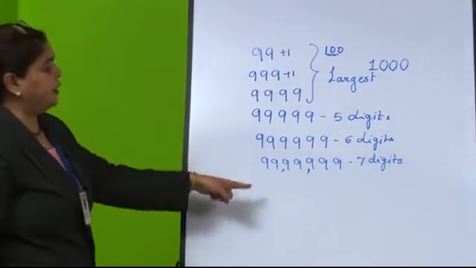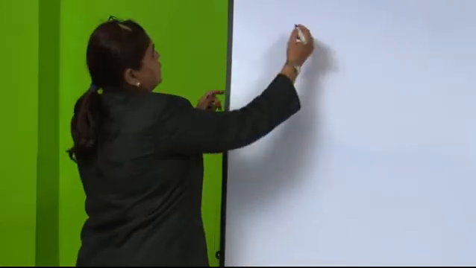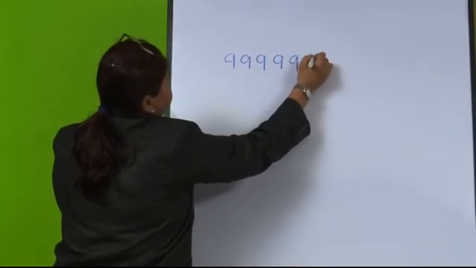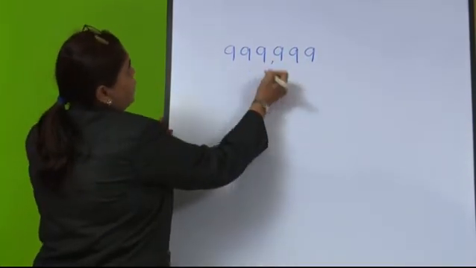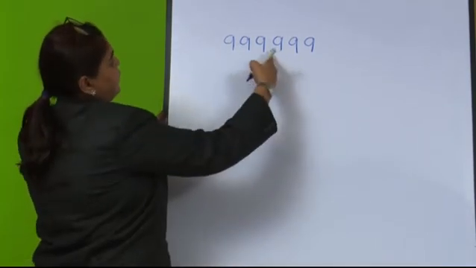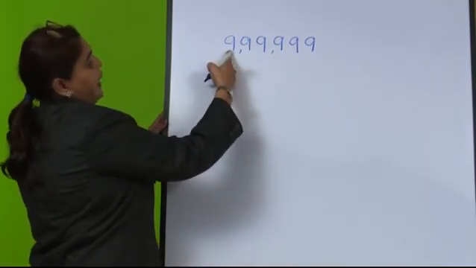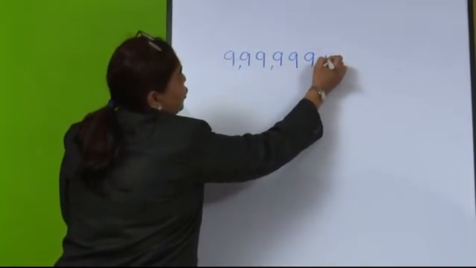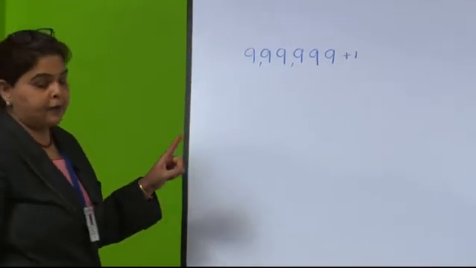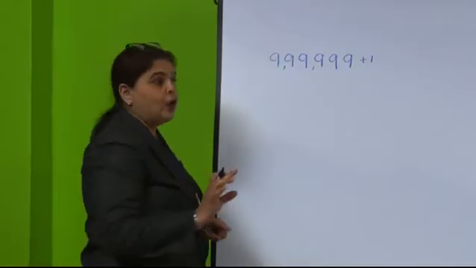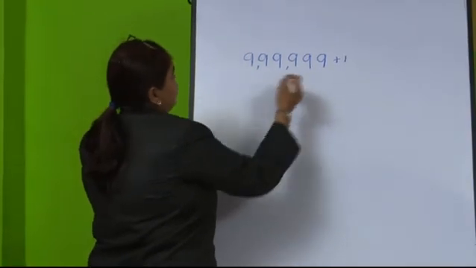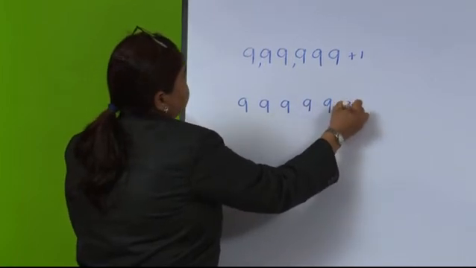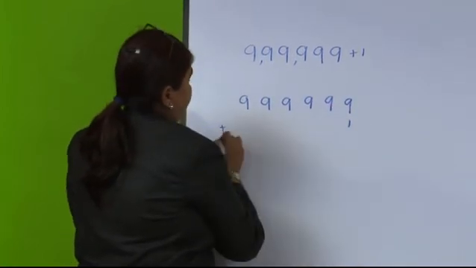I will show you practically for the higher numbers. Suppose this is a 6 digit number. I will insert the comma after 3 digits, then after 2 digits. This is 9,99,999. I told you to add 1. So by adding 1, you will get the smallest 7 digit number. I will show you practically: 9,99,999 plus 1.